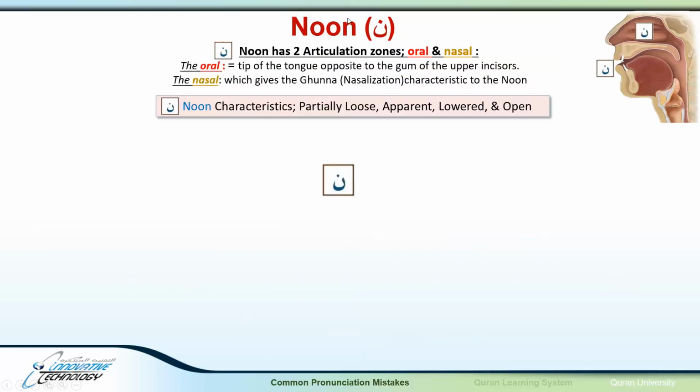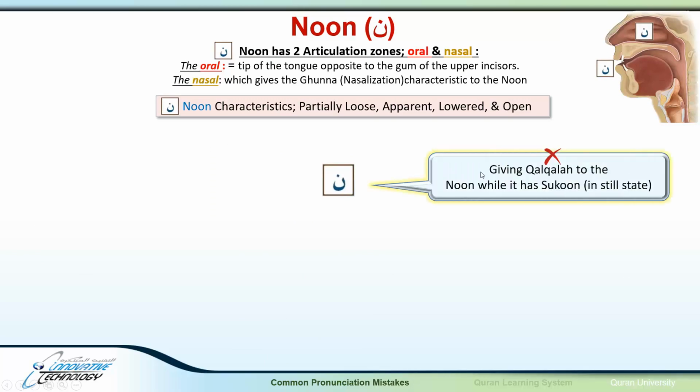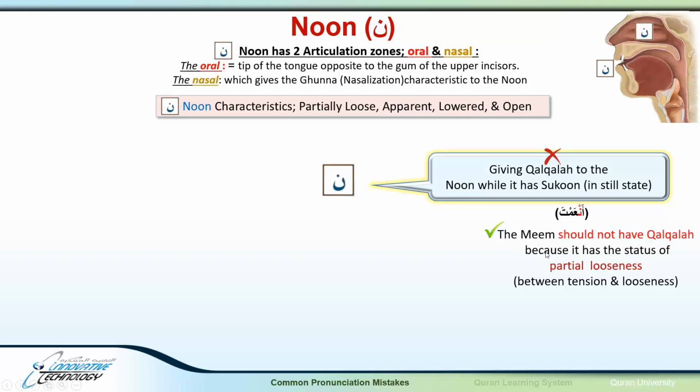Now we'll proceed with the common mistakes of the Nun. First mistake is giving qalqala to the Nun while it has sukoon, while it's in the still state. Example is this one. An'amta. This shouldn't be the case for the Nun. It should be pronounced without qalqala, because it is in a state of partial looseness. So it should be pronounced like this. An'amta, not with qalqala. An'amta is the right way to pronounce it.